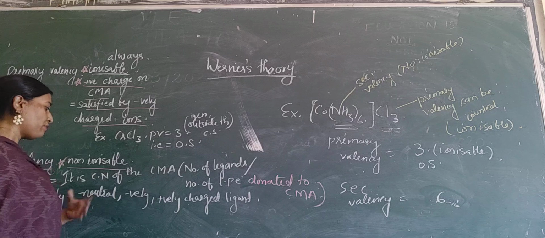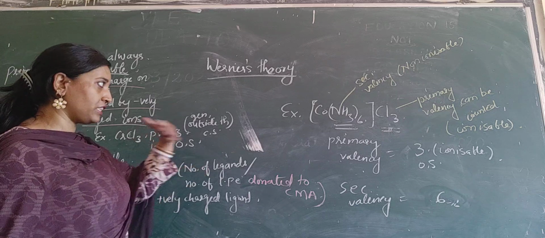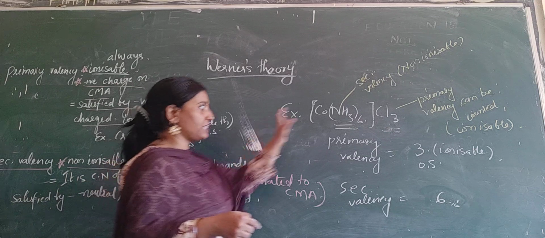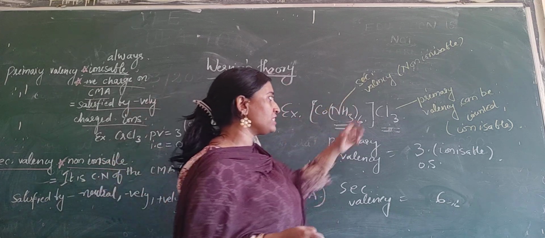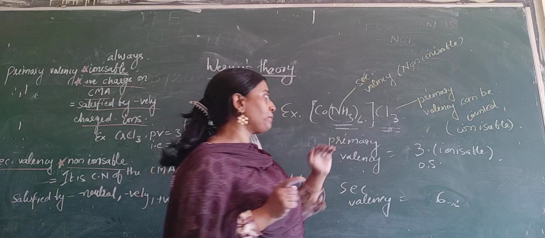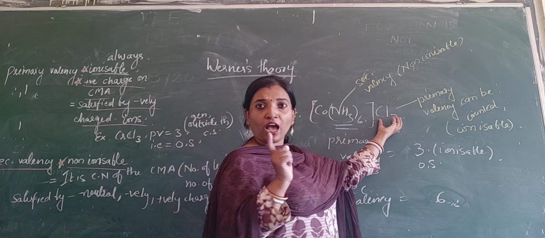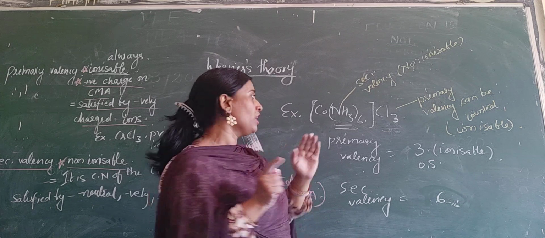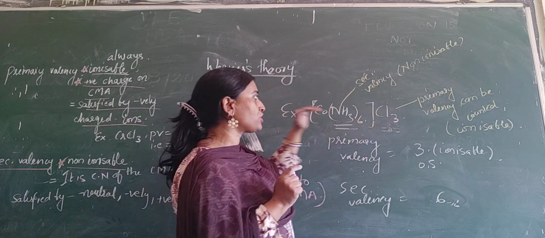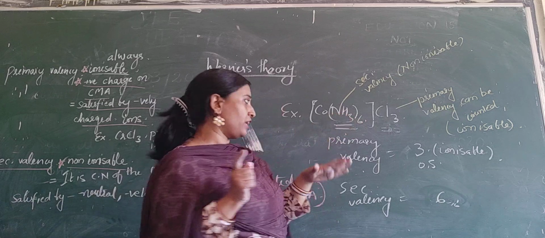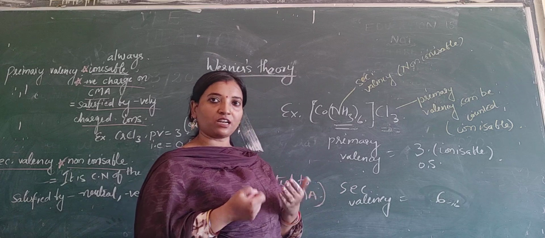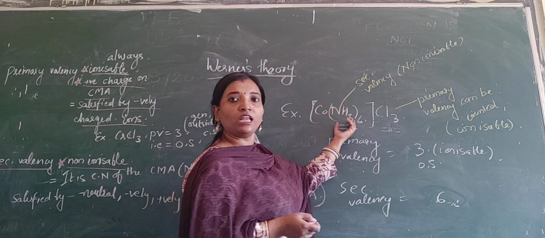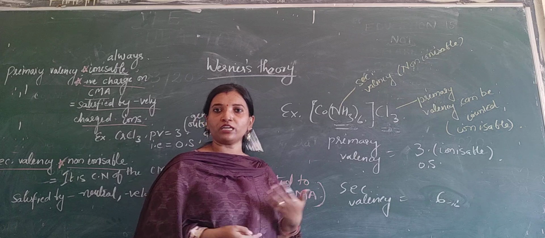ठीक है. Now it is satisfied by obviously neutral, negatively or positively charged ligands. कुछ भी हो सकते हैं. It can be negatively, positively or neutral ligands. Understood? So this is the example. In this example, which is primary valency? This means primary valency is the oxidation state. Okay, but how can it be counted? It can be counted by seeing the number of ionizable ions. Understood? So primary valency क्या बोलोगे? Primary valency is always ionizable. Understood? It is the oxidation state of the central metal atom or ion. And your secondary valency is the number of ligands, or the number of lone pairs donated to the central metal atom.